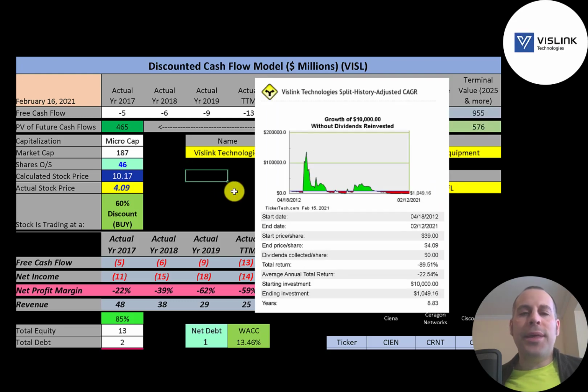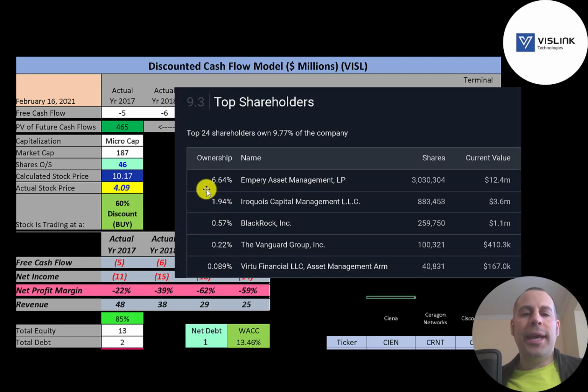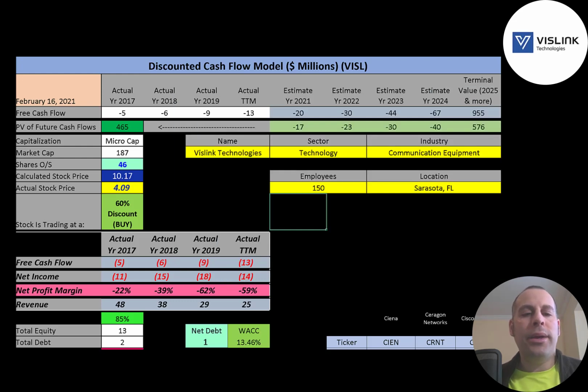If you invested $10,000 when this company IPO'd, you could have sold at over $120,000 at one point. But if you held on, you would have been down to $1,000 today. Their biggest shareholder owns 6.5% of the stock, then Iroquois owns 2%, then BlackRock, Vanguard, and another company own less than 0.1%.